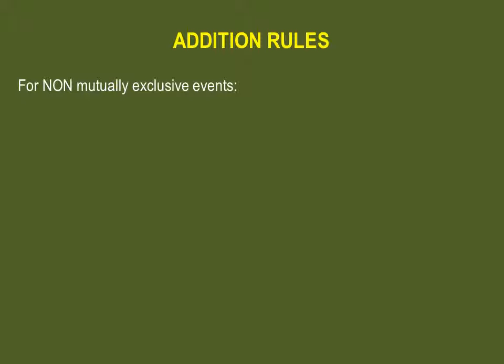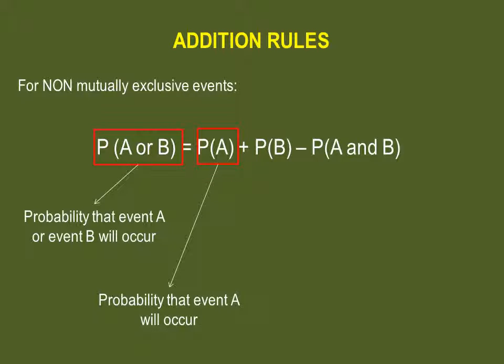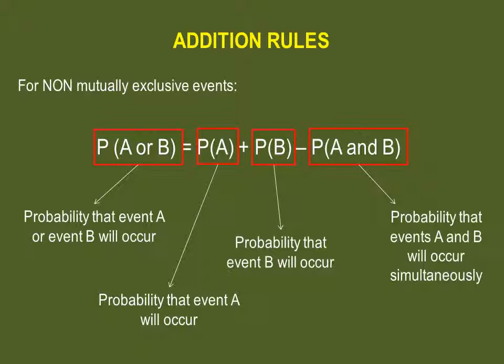When events are not mutually exclusive, the addition rule to use is this. It's a little bit more complicated, but not that much more so. Again, we have the probability that event A or event B will occur: the probability that event A will occur, plus the probability that event B will occur, minus the probability that events A and B will actually occur simultaneously.